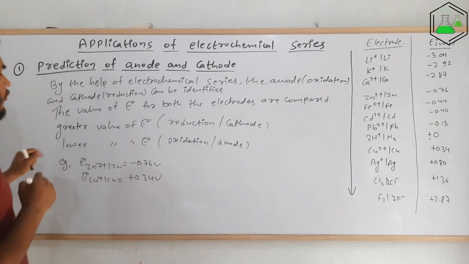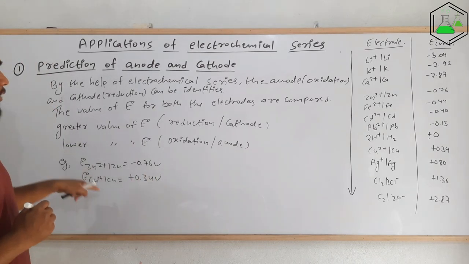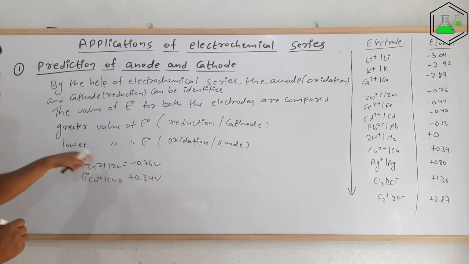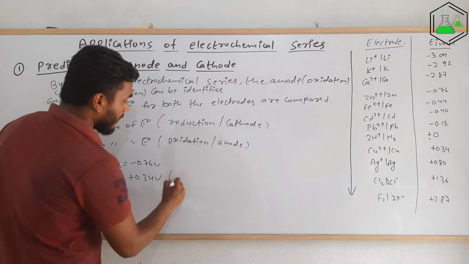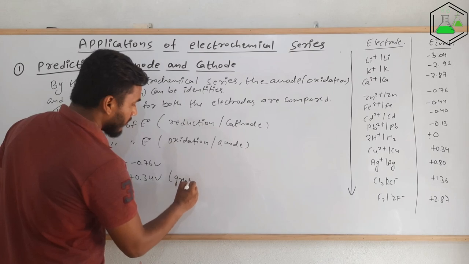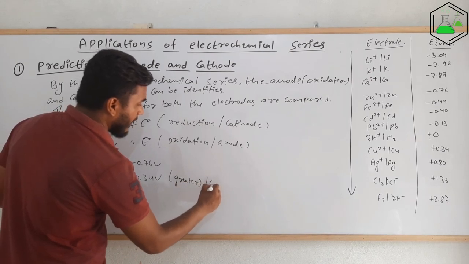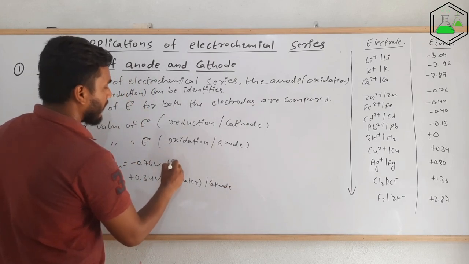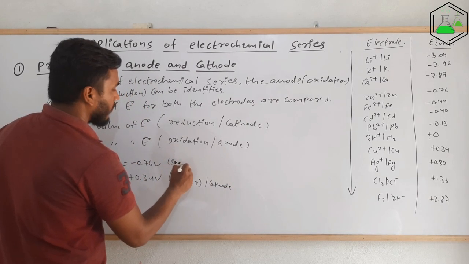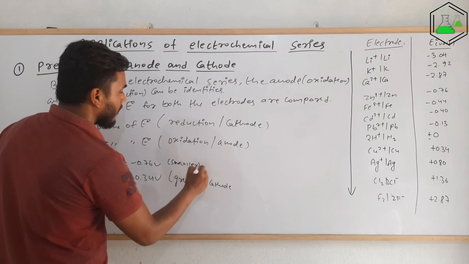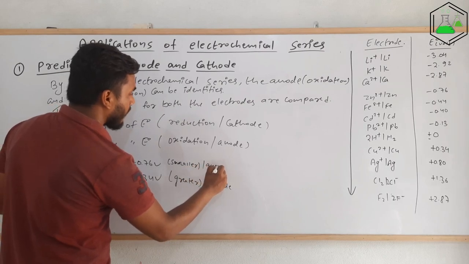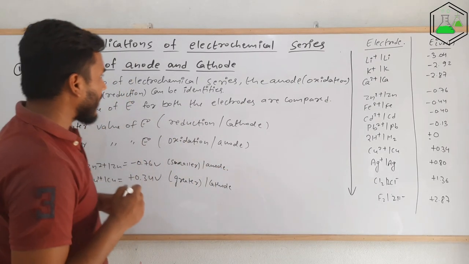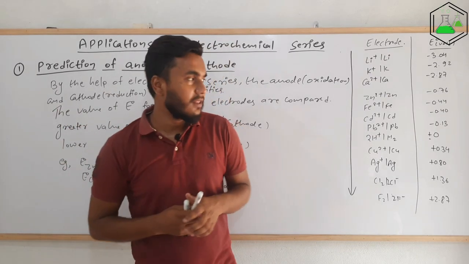+0.34 volt. Now we need to know which one will behave as anode and which one will behave as cathode. Then see which one is greater value. Obviously this one is greater value, right? Then this will behave as cathode, and this is the smaller value, and this will behave as anode. So this is how we can know which one is anode and which one is cathode.